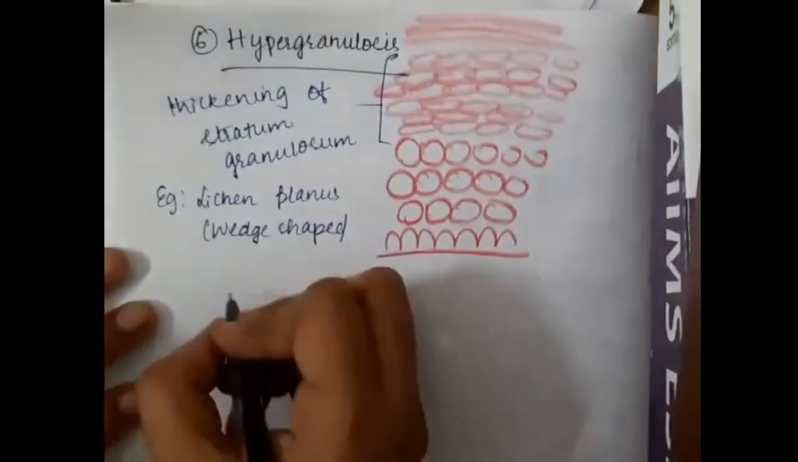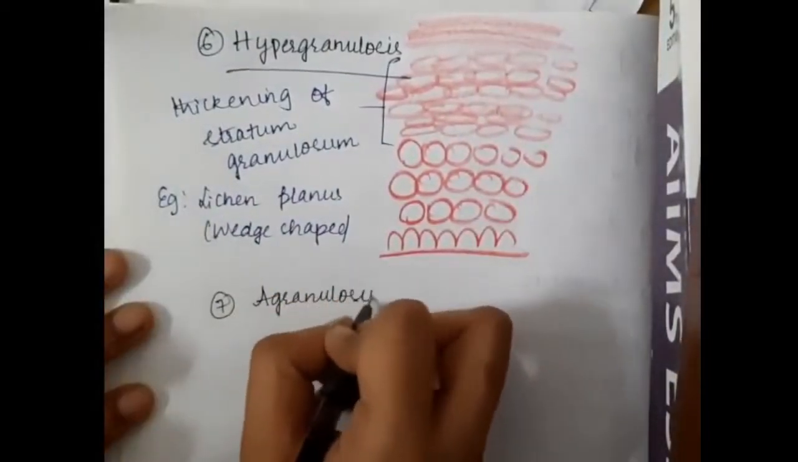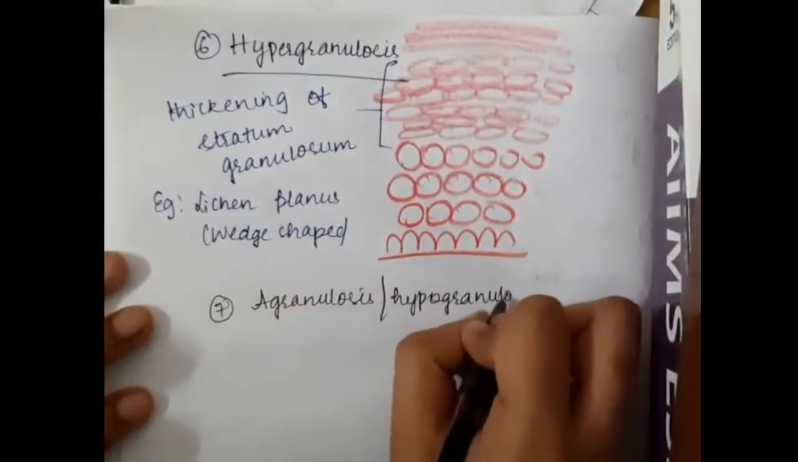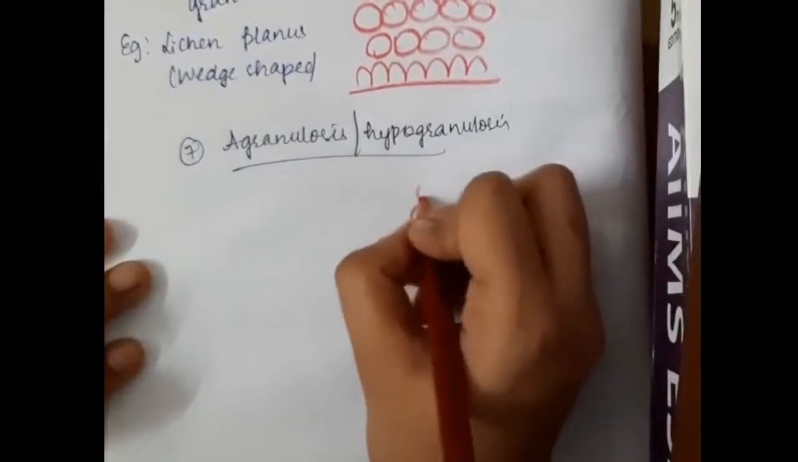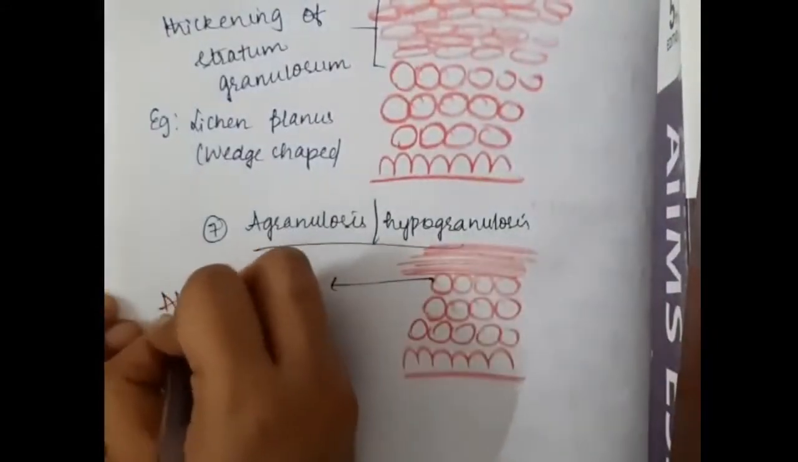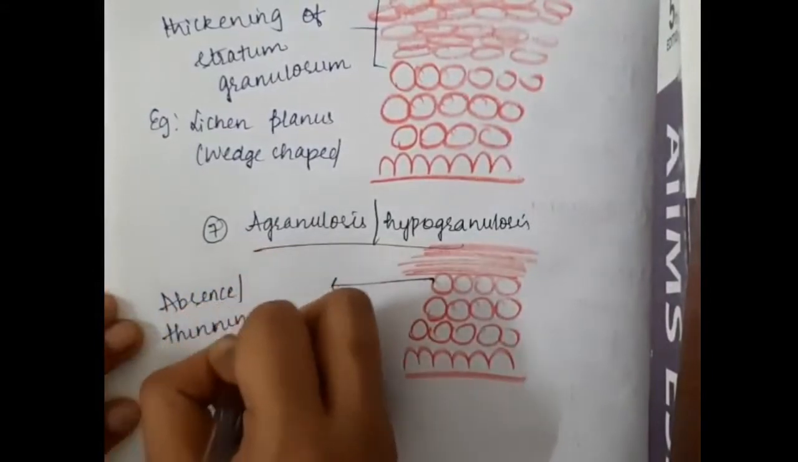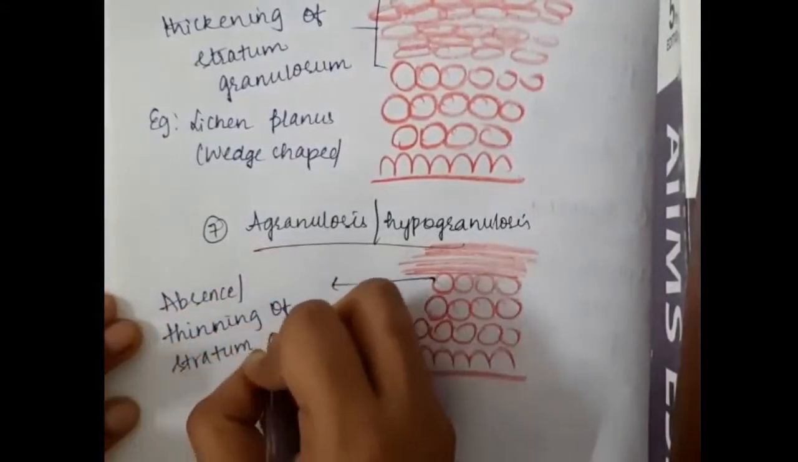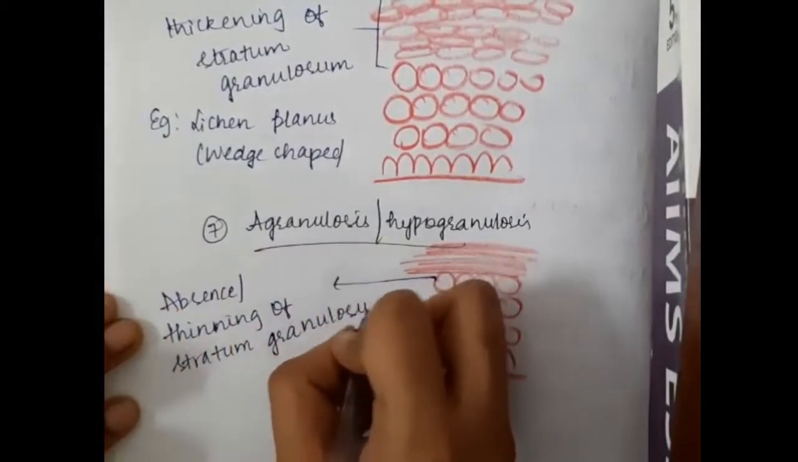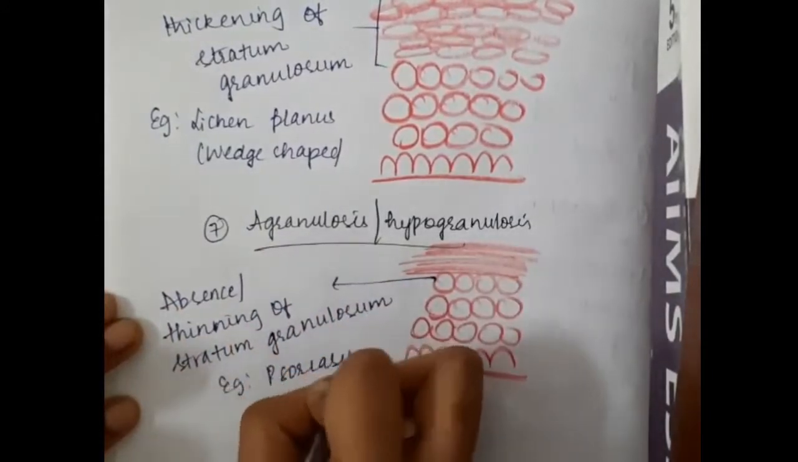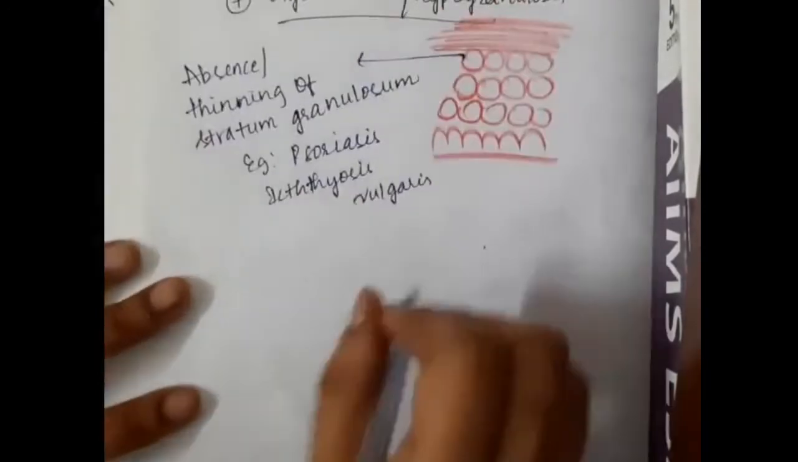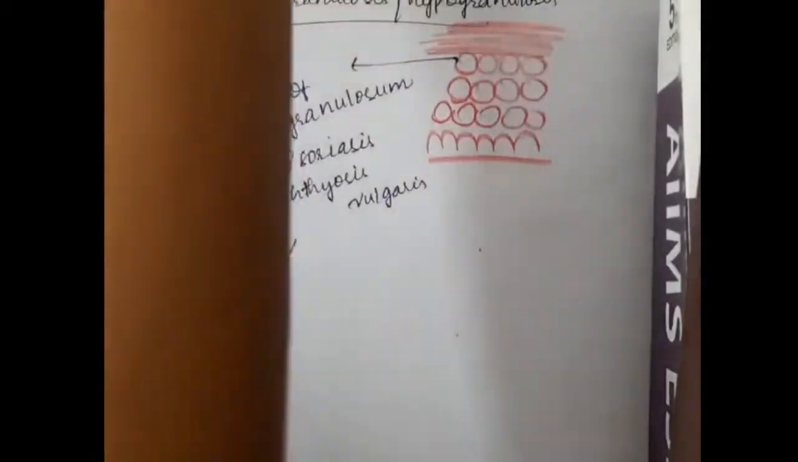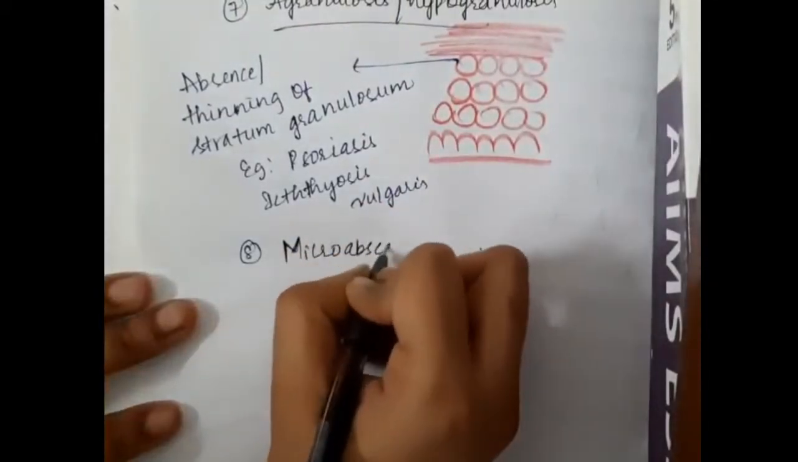Then we have the seventh one, which is called agranulosis or hypogranulosis. Here there is complete absence or thinning of the stratum granulosum. Examples include psoriasis and ichthyosis vulgaris.